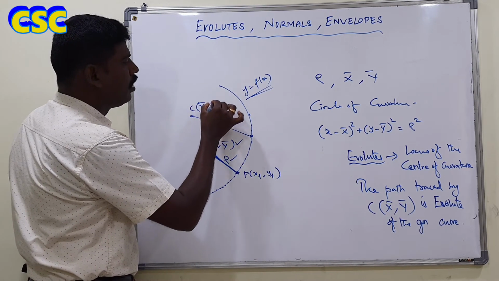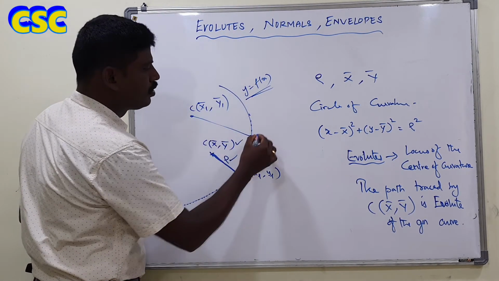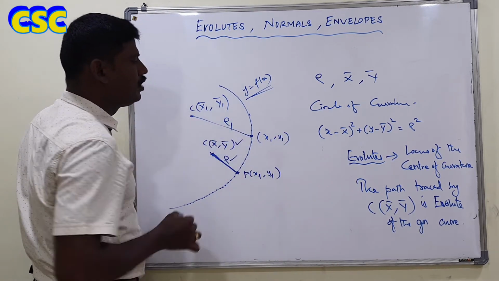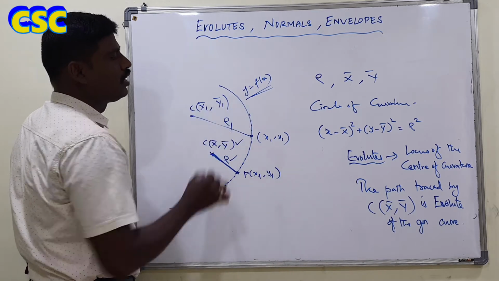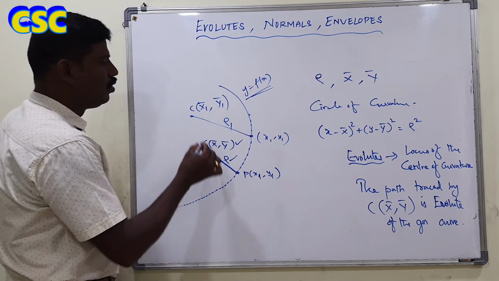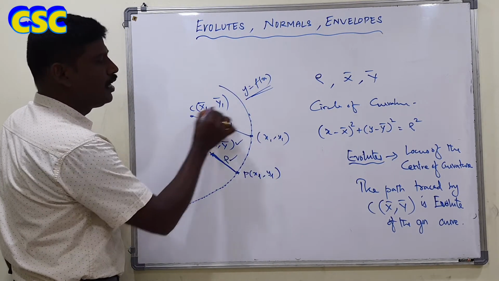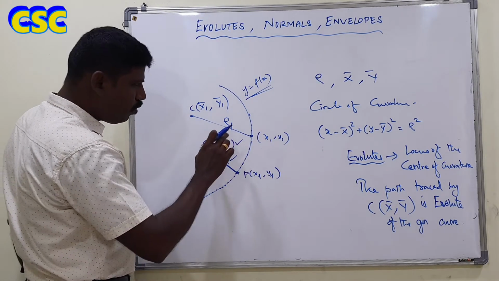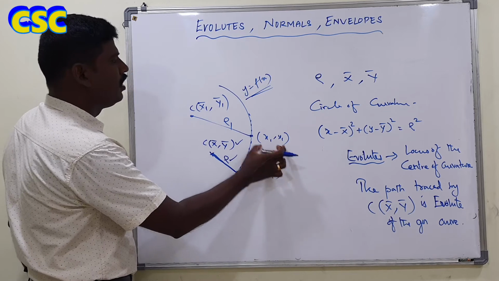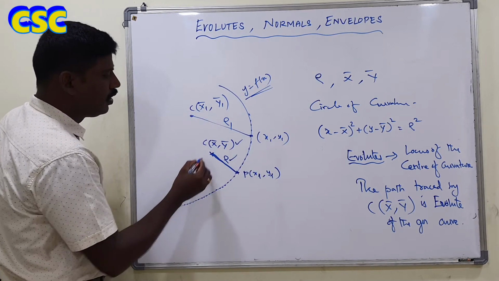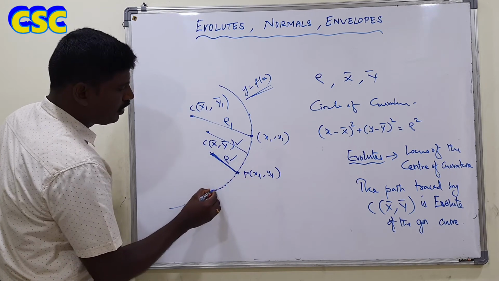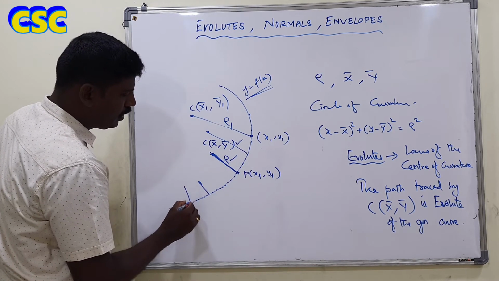a center x1 bar comma y1 bar. Suppose this point is x1 comma y1, then the corresponding radius of curvature exists and also the center of curvature exists. So at each and every point there exists a center of curvature. There exists a 1-1 correspondence between a point on the f of x and the center of curvature, right? So similarly we can find out the center of curvature at each and every point on the given curve.